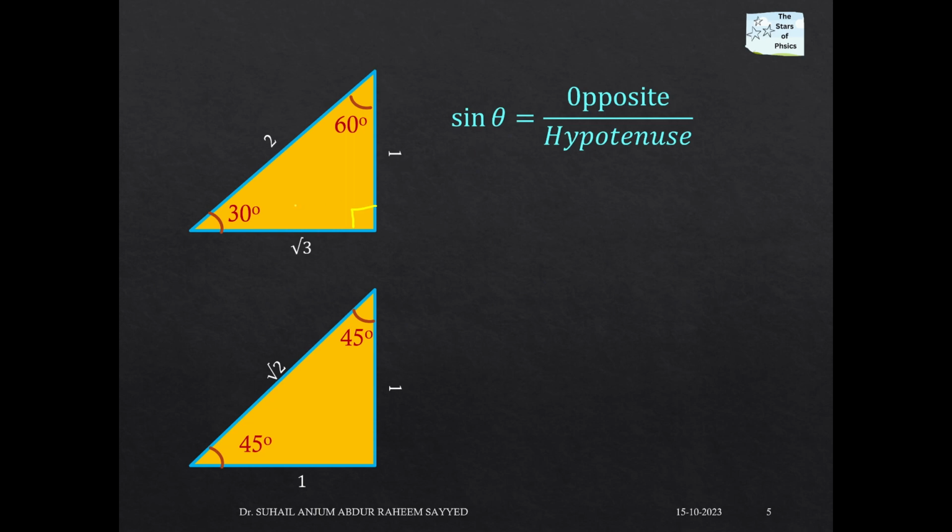So if we want to find out sine of theta, first sine of 0 degrees, of course, it will be 0. Then sine of 30 degrees will be opposite divided by hypotenuse, so it will be 1 by 2. Then sine of 60 degrees will be nothing but opposite to this 60 degree angle, that is root 3 divided by 2.